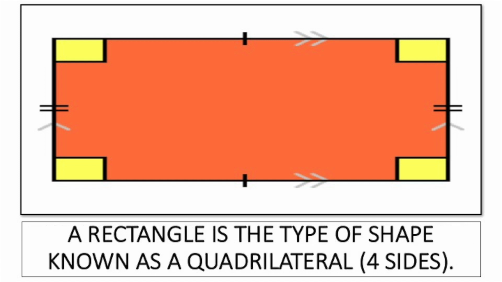A rectangle is the type of shape known as a quadrilateral. So try to remember, quadrilateral is 4 sides. Like triangle is 3. Triangle is 3 sides. Quadrilateral, 4 sides. Rectangles and squares.